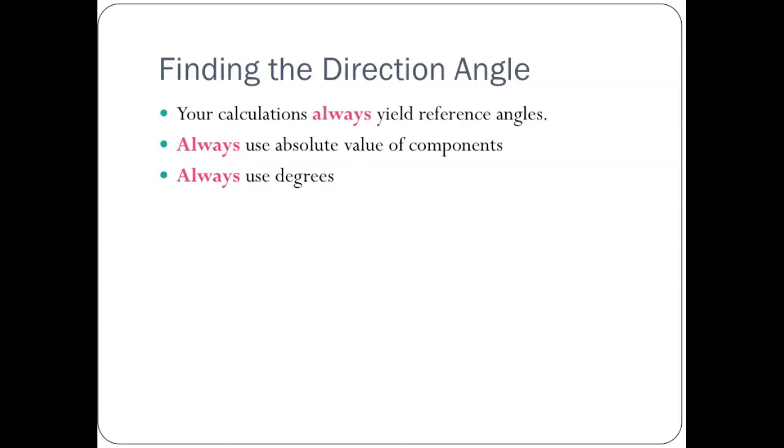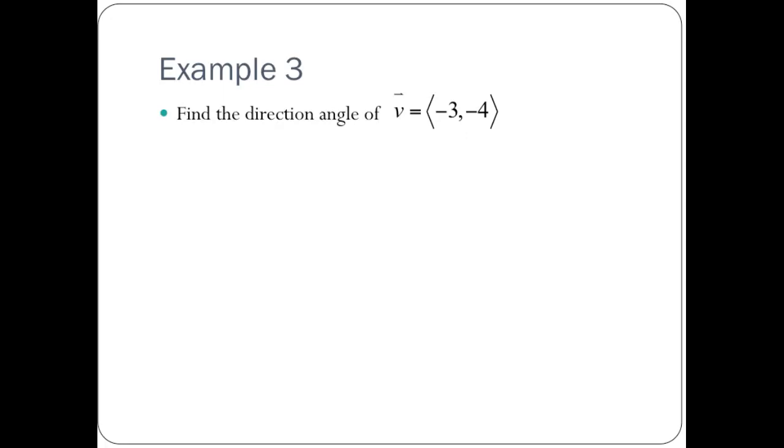All right, take a look at example 3. Find the direction angle of vector v, which has components negative 3, negative 4. All right, let's draw this out. So negative 3, so going 3 to the left, and then negative 4 for our y component, so going down by 4. So here is our vector v. We want to know what the direction angle is. So we're going to start by figuring out what this reference angle is, and then once we find that reference angle, we'll be able to determine the direction angle. Okay, so we'll call that theta.